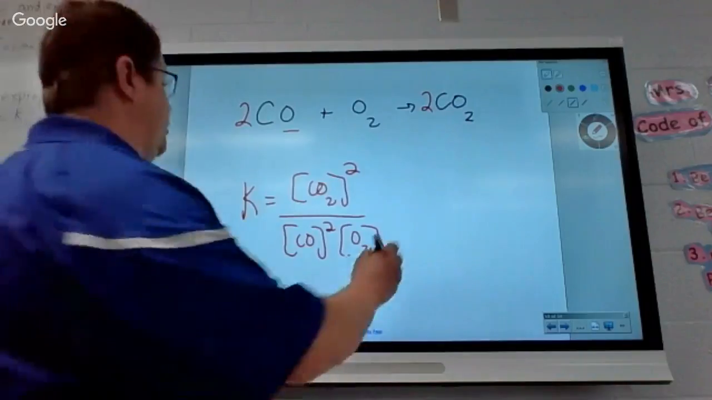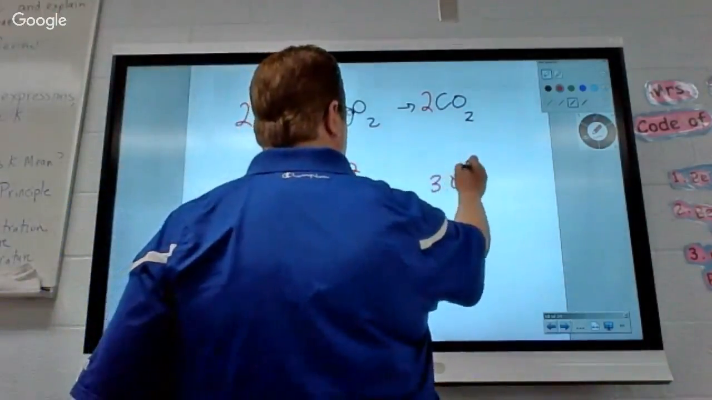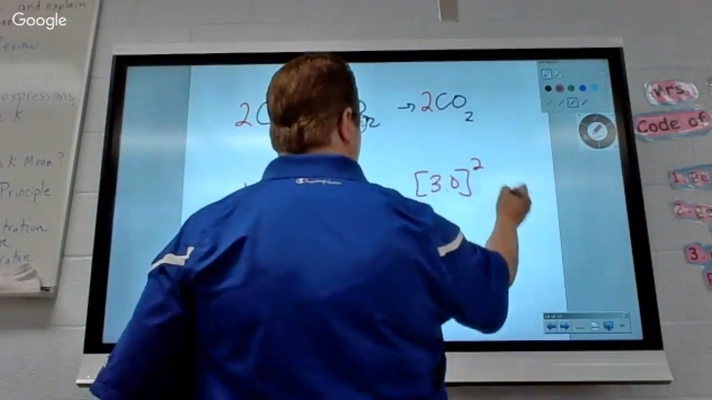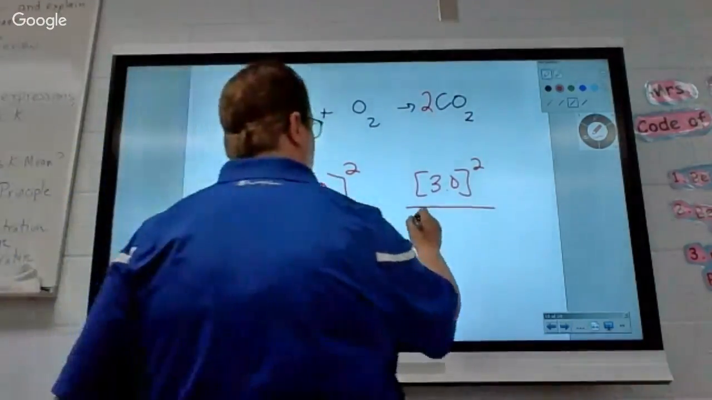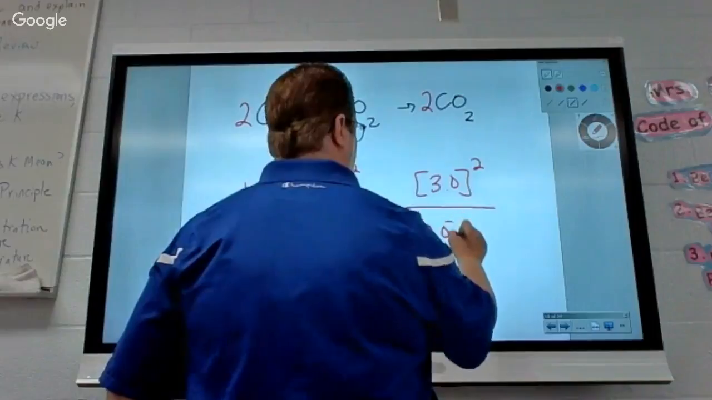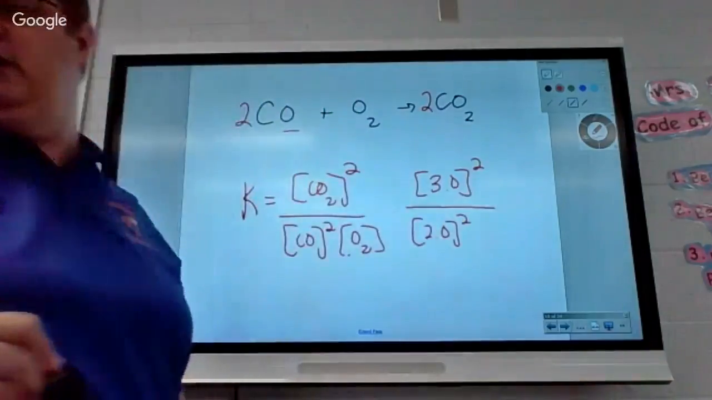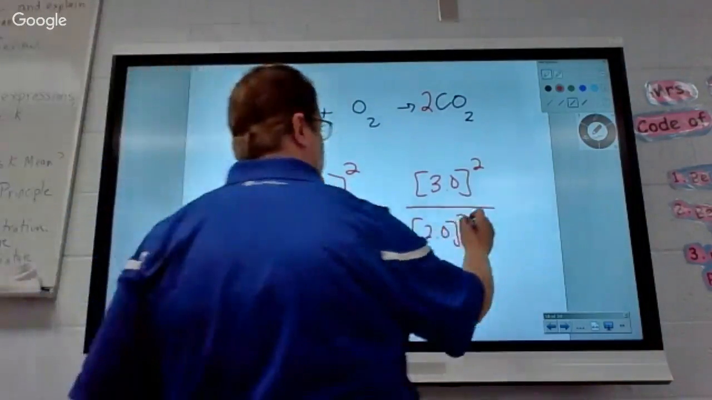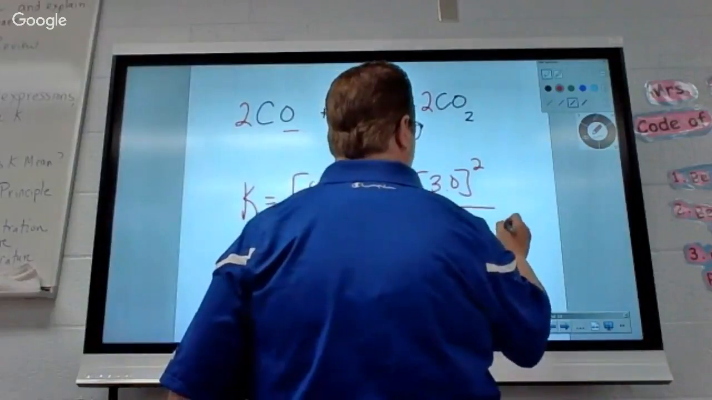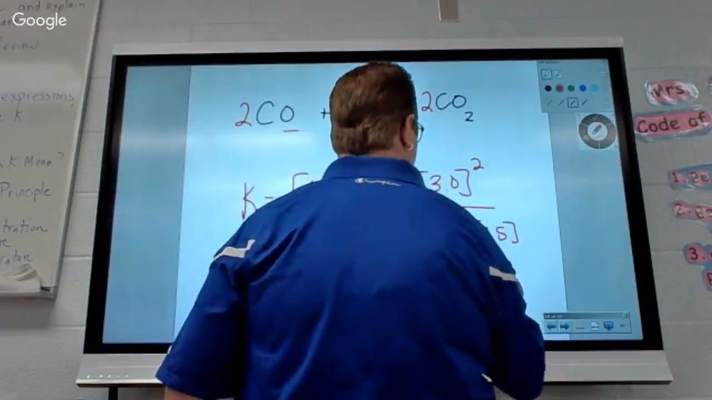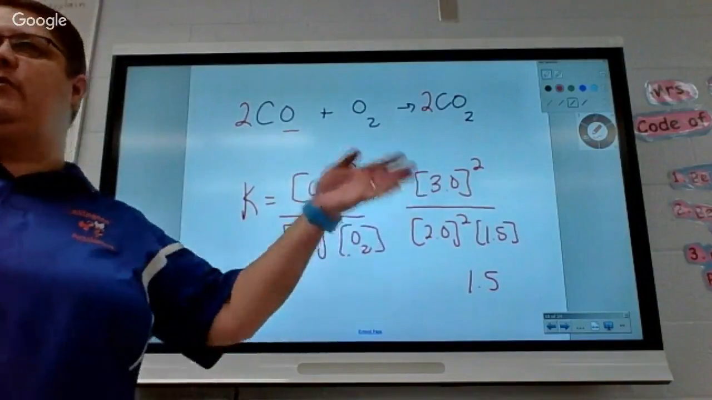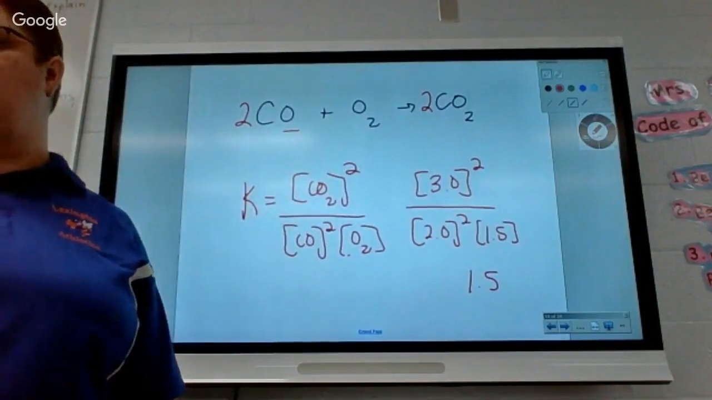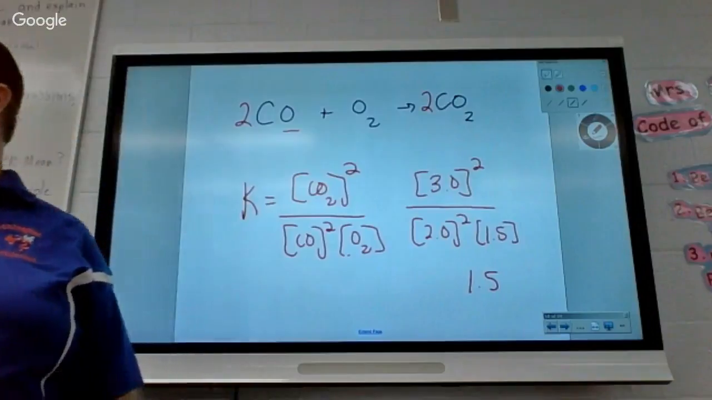So CO2 would be 3.0 squared over CO, which is 2.0 squared, and then O2 is 1.5. And you get an answer of 1.5. All right, and the last one, either 0.004 or 4 times 10 to the negative 3rd.